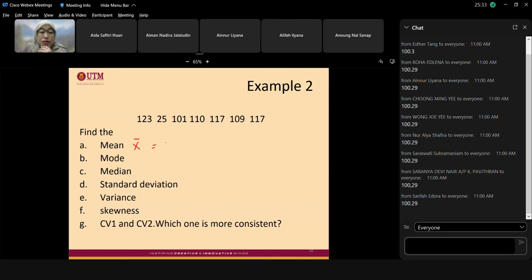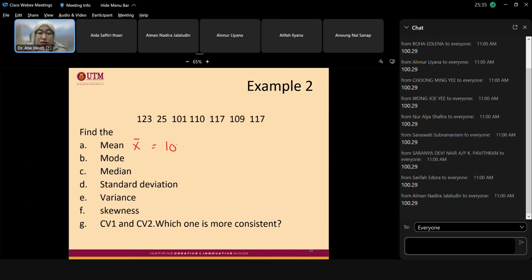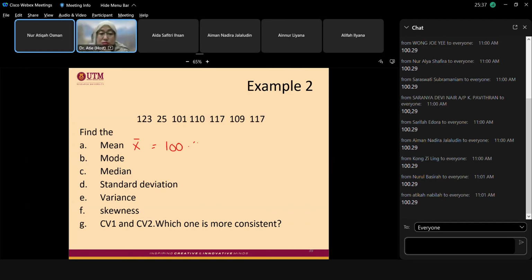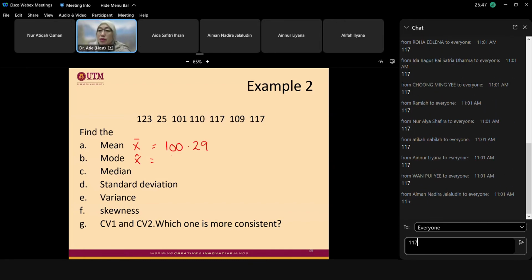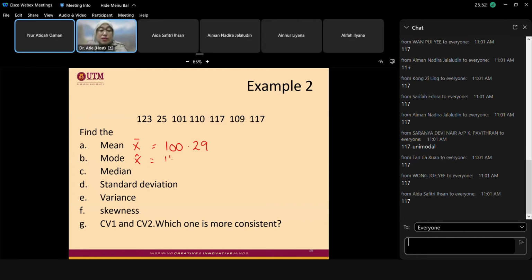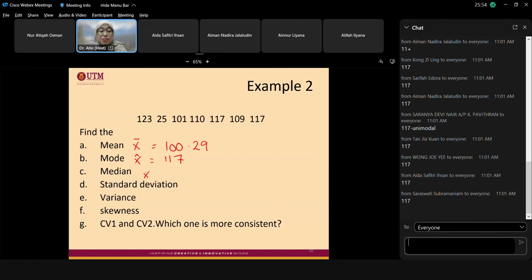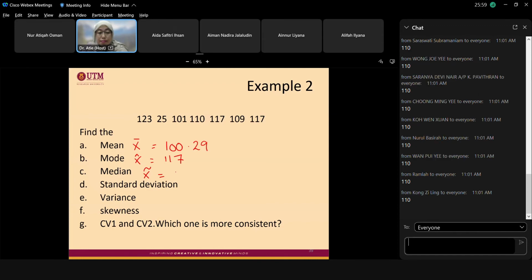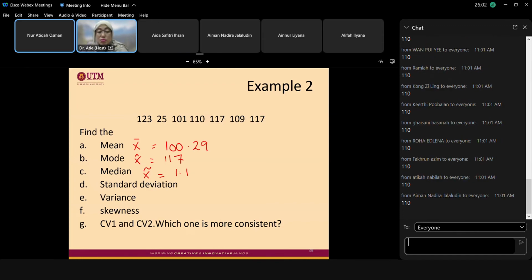100.29. Okay, great. How about the mode? What is the answer for the mode? 117. Thank you. And then how about the median? 110. Right. Okay, how about the standard deviation?